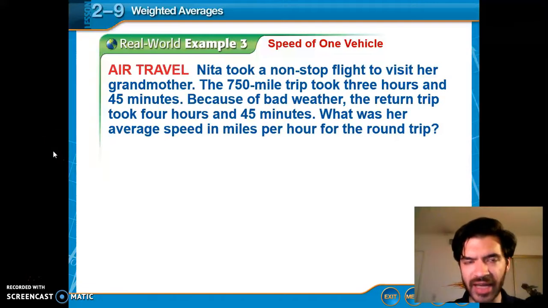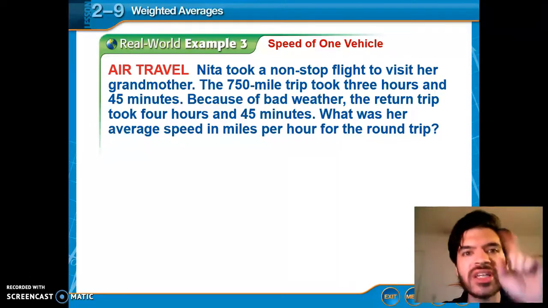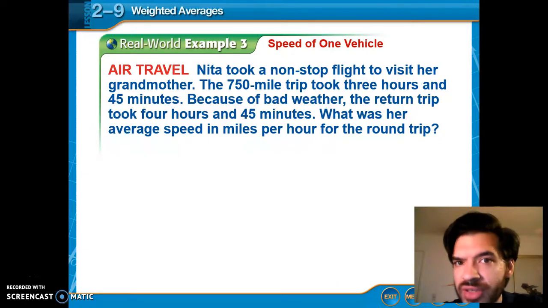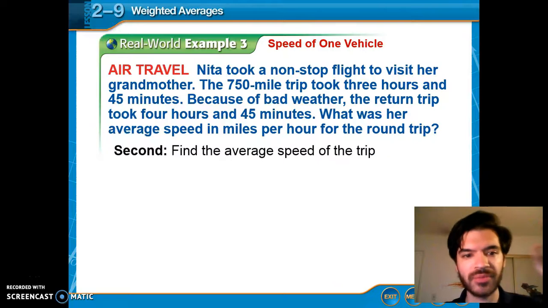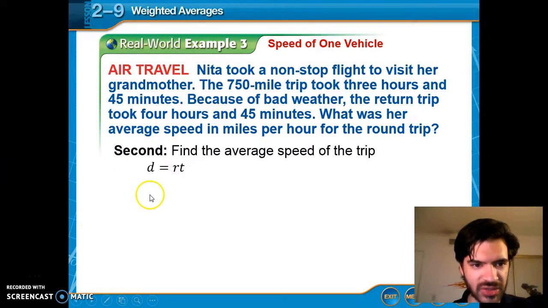So now that we have the times, it's time to figure out what our average speed is. Well, the way we do this is by taking our distance equals rate times time formula and working with it. So let's find this average speed. First we want to work with our formula. Distance equals rate times time. We want to change this thing. We've got to change it.